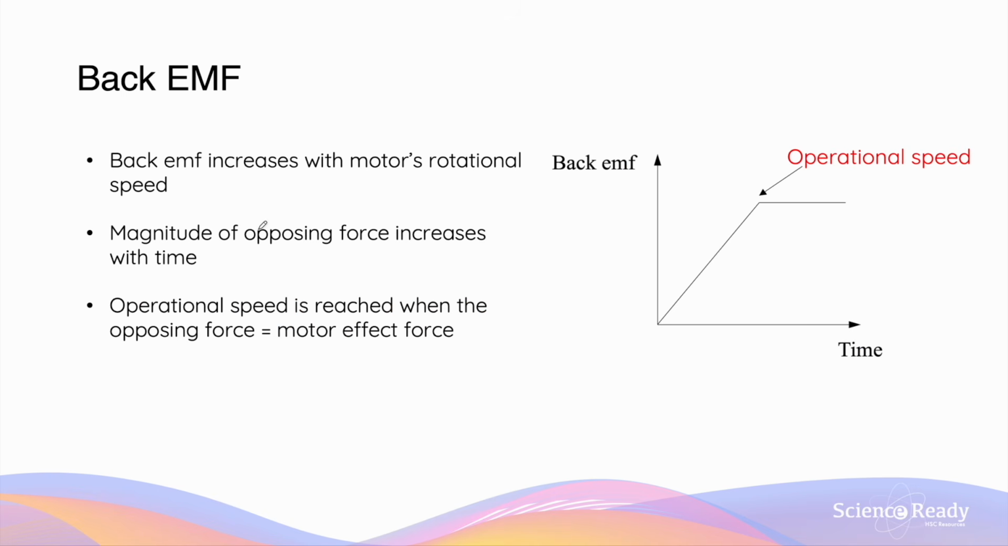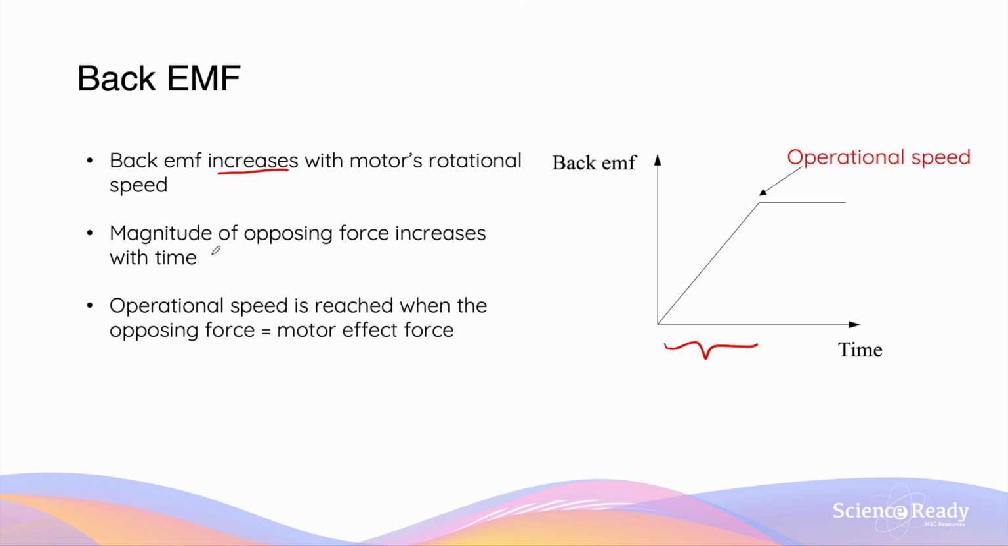A very important concept that I want to reiterate is that the magnitude of back EMF, as a result of Faraday's law, increases with the motor's rotational speed. As the motor speeds up, as it starts to rotate faster and faster, the amount of back EMF that's induced in the armature will become larger over time. This is represented by the first part of this graph. As the motor rotates with time, it increases in speed and the back EMF increases in magnitude.